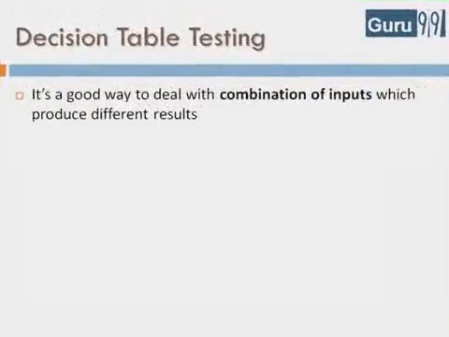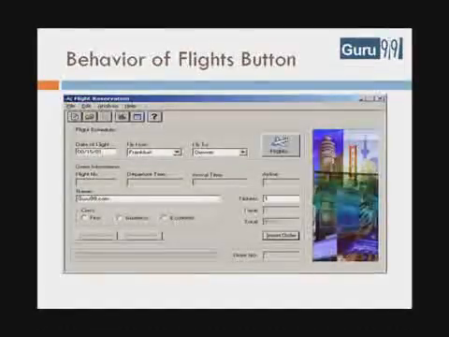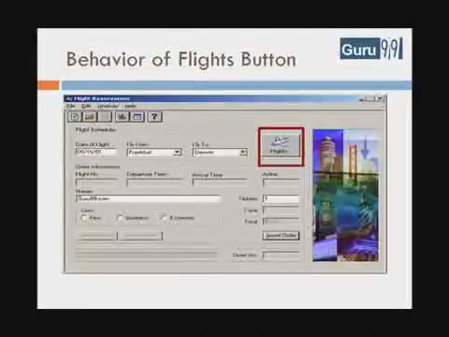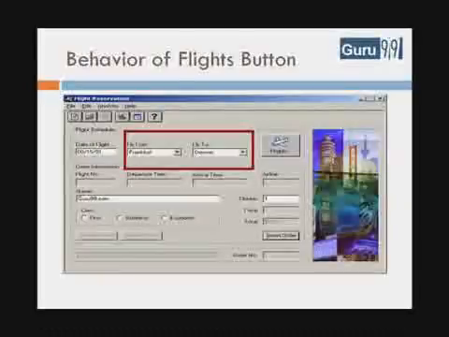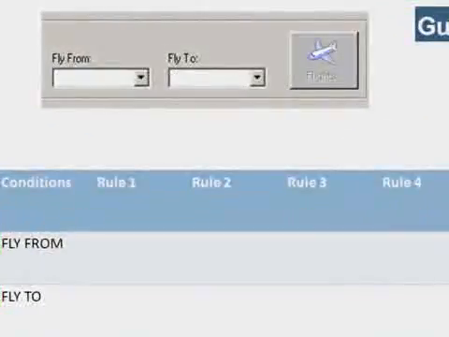Decision table testing technique is a good way to deal with combination of inputs, which produce different results. To understand this with an example, let's consider the behavior of flight button on different combinations of fly from and fly to. When both fly from and fly to are not set, the flight icon is disabled.